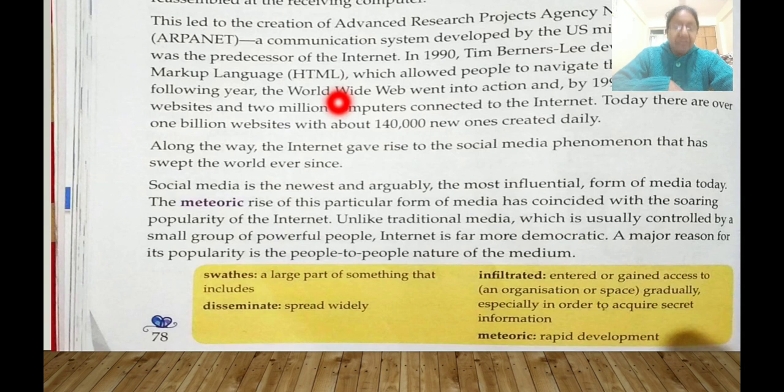What is the full form of WWW? WWW, that is World Wide Web. It's given here. Then along with the birth of the internet, what else took place? Along with the rise of the internet, the social media phenomenon started. What is the newest and most influential media today? The social media, of course. What is traditional media? The traditional media is the radio and TV. Who controls the radio and TV? They are mostly controlled by powerful people.